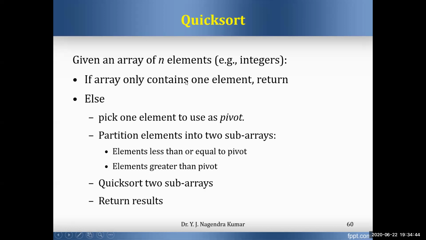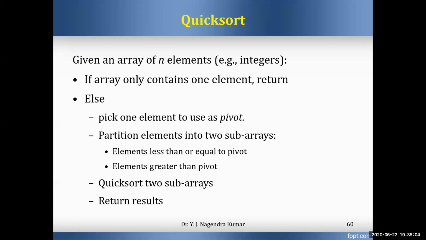If the array only contains one element, then return it. If it is only one element, then the element itself is in sorted order. There is no need of quicksort. Else, that means it contains more than one element, then you have to pick one element.